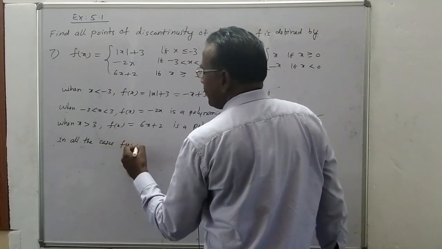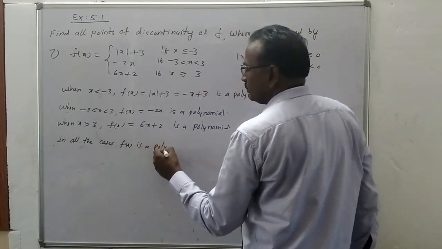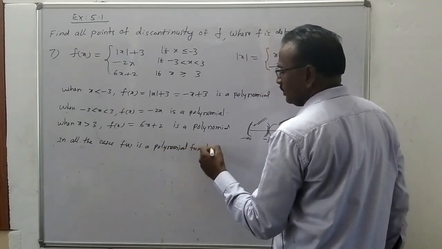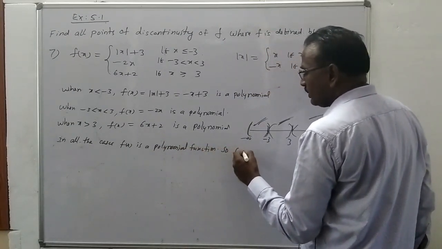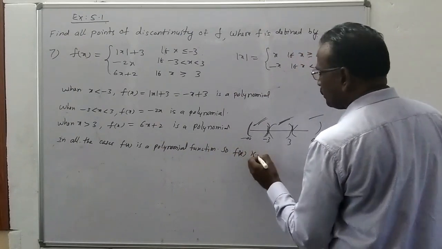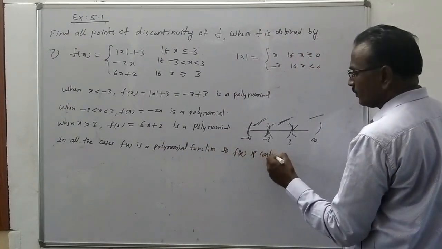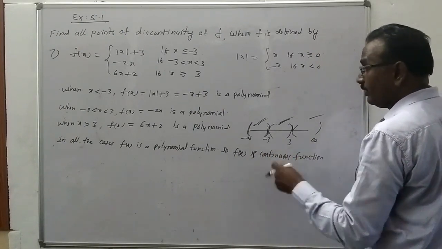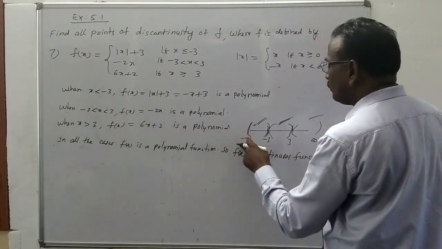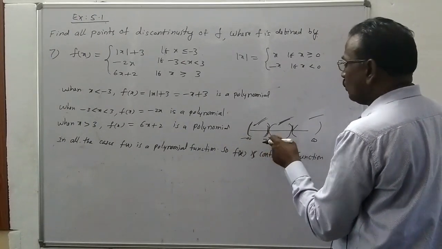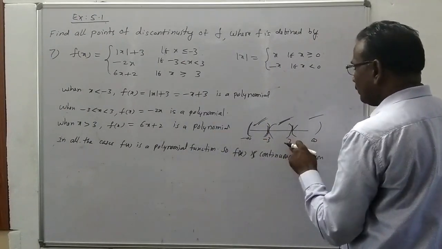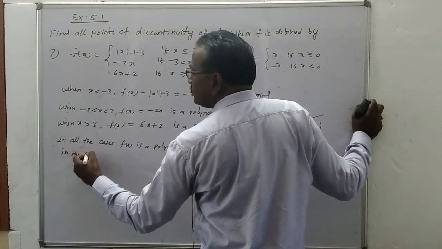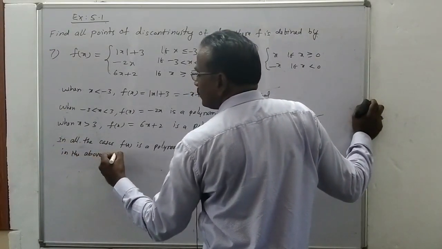f of x is a polynomial function. So f of x is a continuous function in the above intervals. What are the above intervals? Open interval minus infinity comma minus 3, open interval minus 3 comma 3, open interval 3 comma infinity. Continuous function in the above intervals.